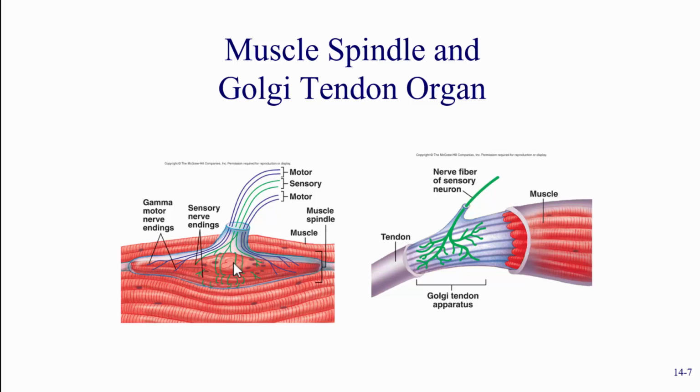Golgi tendon, the muscle spindle fiber, a little more complex, and again, it'll cause the muscle to contract, and then relax back out again until it's the proper tone.